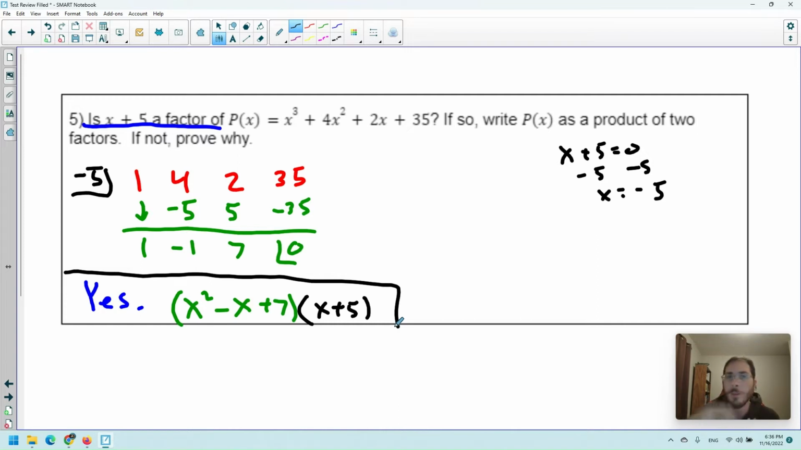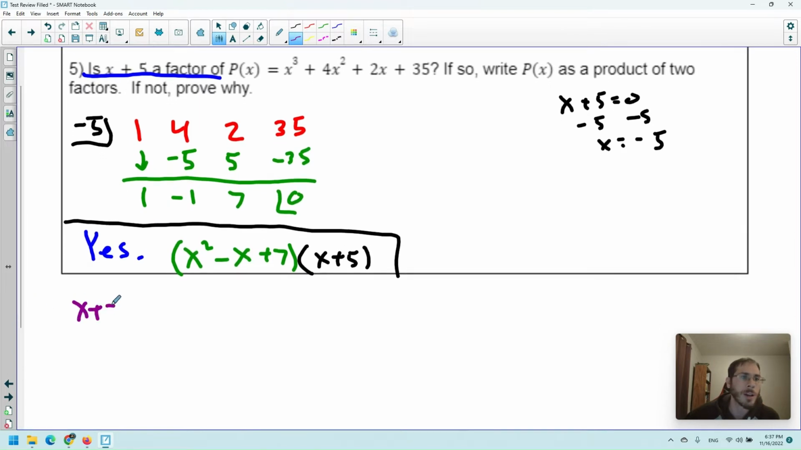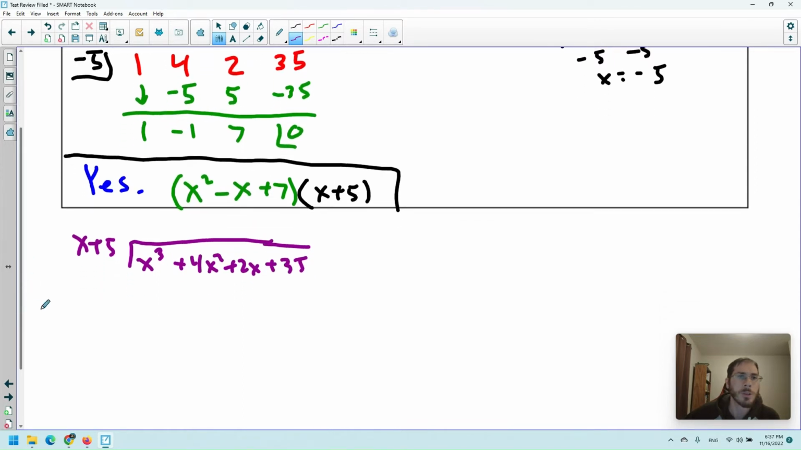Again, that's the route that most people are going to take. There is another way to do it. If you wanted to use your long division, you could use your long division. So if you did want to go through it with the long division, we do have x plus 5, and we do have x to the third plus 4x squared plus 2x plus 35. And what we do is we can run through our long division.